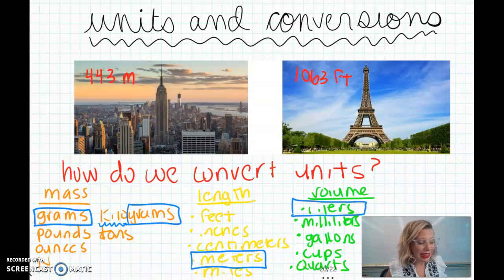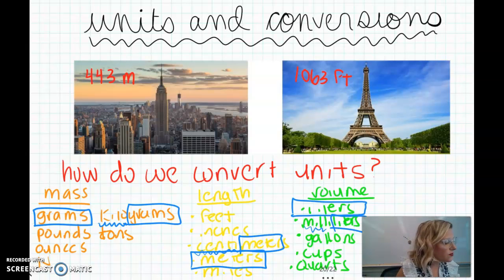Looking at length, we have meters, but we also listed centimeters. Again, meters is our SI unit and what we're going to call a basic unit, and centi is an extension of that basic unit. Next, looking at volume, we have liters, and then we also listed milliliters. Again, that's going to be our extension on our base unit.